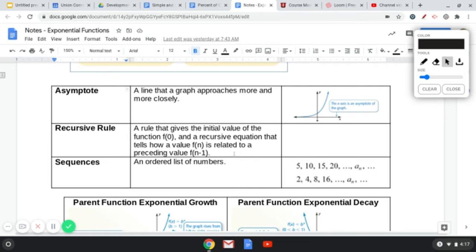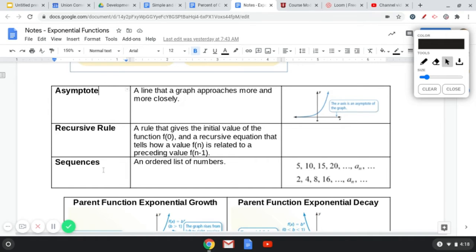Now, recursive rule is a rule that gives the initial value of a function, f of 0, and then some recursive pattern. And recursive just means that it's how the next term in the sequence is related to the preceding value. So it's just a way to define the function that helps you find the next term in the sequence given the previous term. That's what this means.